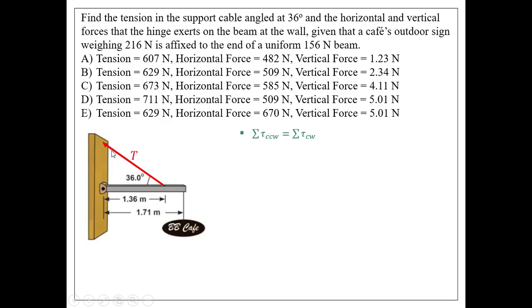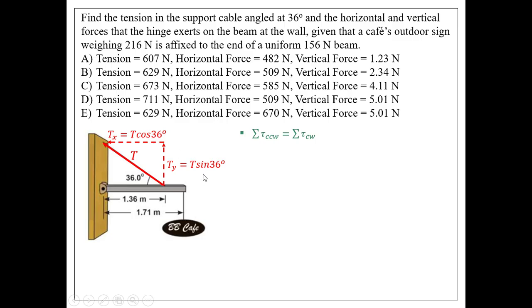I'm just going to go T. Well, T is the diagonal, so it has to have Ty and Tx. Ty is just T sine theta, theta being 36 degrees. Then Tx is cosine here because the angle given is touching the horizontal axis. So Tx would just be T cosine of 36.